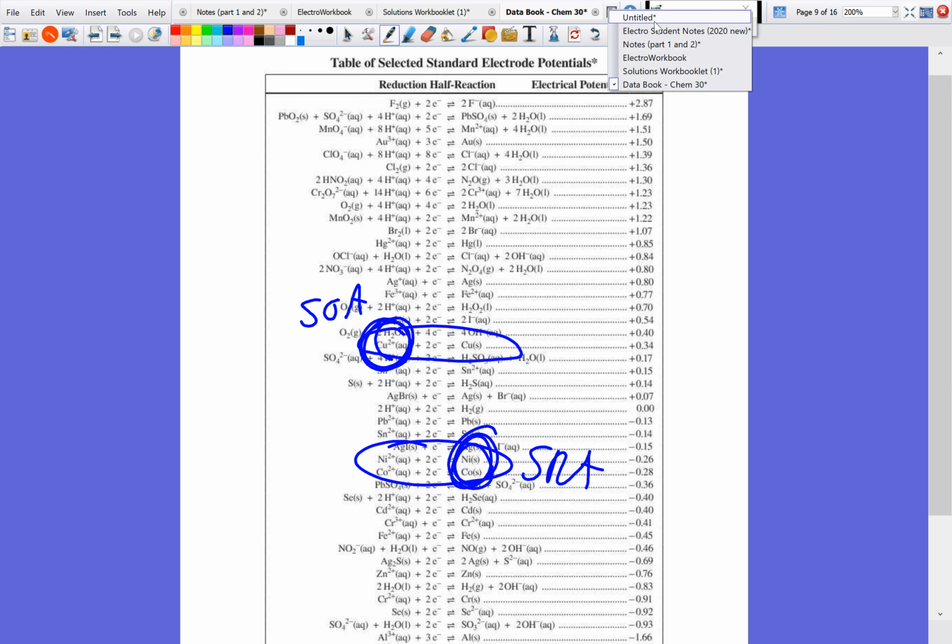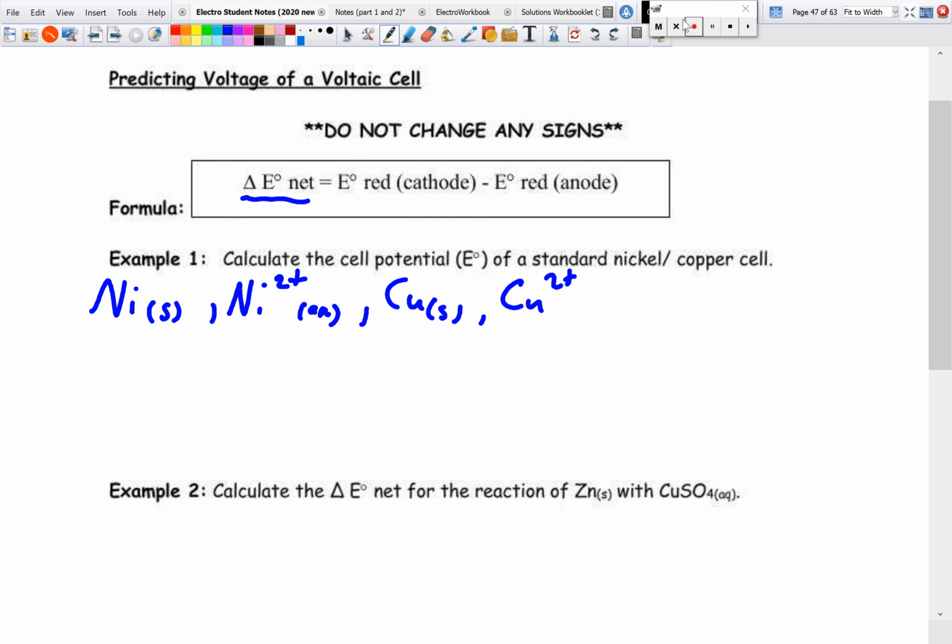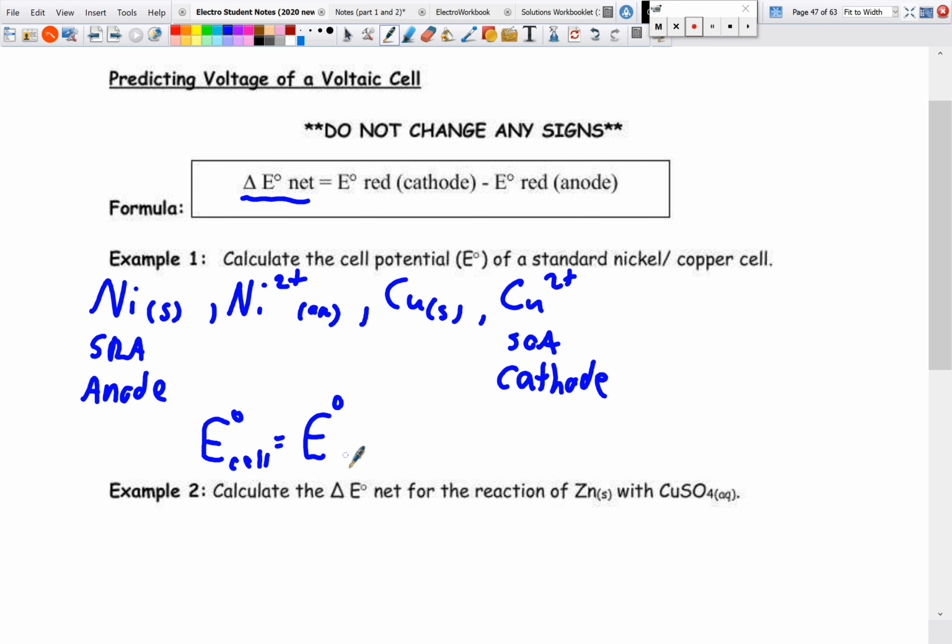So when we are trying to figure out which is our anode and which is our cathode, we are going to label these here. We know copper 2 plus was our strongest oxidizing agent, and the strongest oxidizing agent is reduced, and reduction happens at the cathode, whereas our strongest reducing agent is always oxidized, and oxidation happens at the anode. So when we take our values, we take our cathode and subtract the value of our anode, and we do not change the signs.